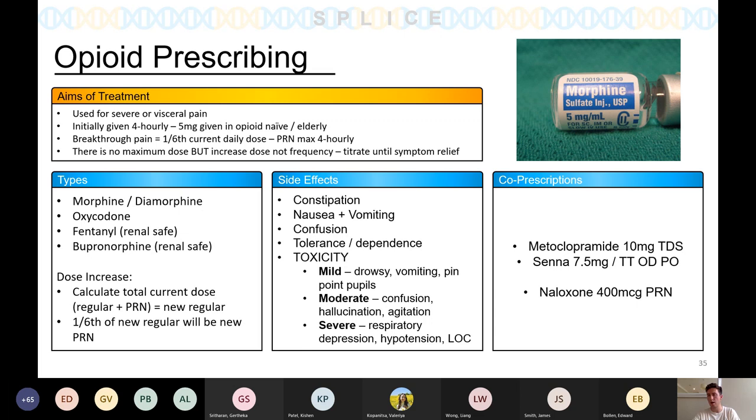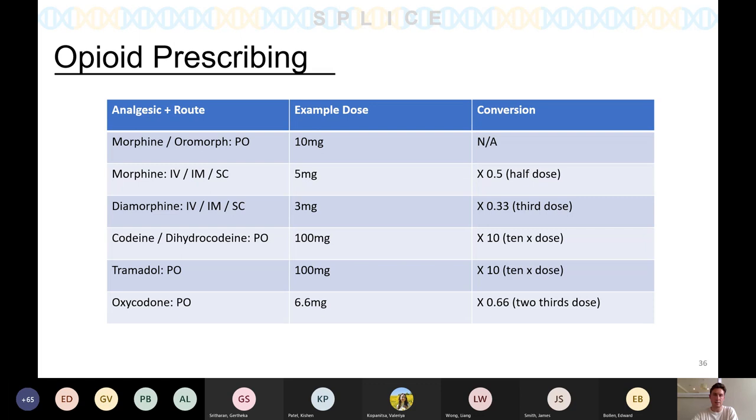Then this is basically a good table to learn. So these are the relative conversions of different forms of the opioid. I've used 10 milligrams of oral morphine as a base dose from which the other examples are converted. Again, the key one to note that you all basically did correctly in the SBA was that subcut, IV, IM morphine is half the dose of oral morphine. And this is because it's twice as potent, if that makes sense.